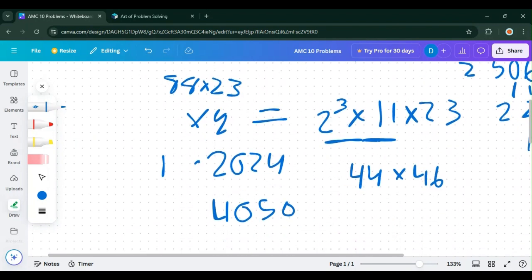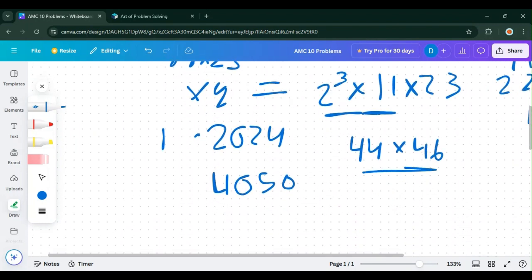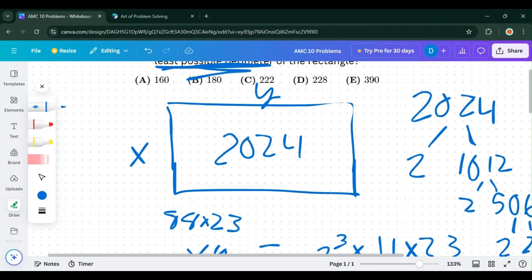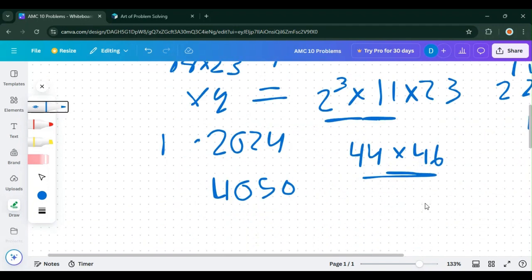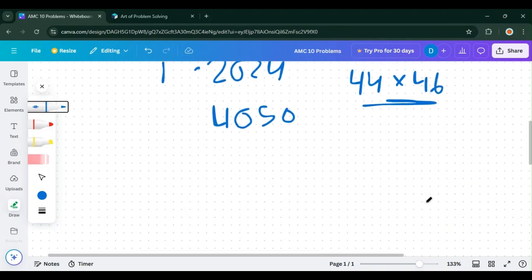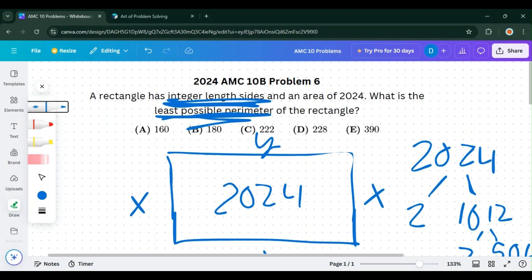And using that, we have 44 plus 46, and that's just x and y. But again, the perimeter is all sides. So we're calculating the sum of all sides of that rectangle, and we find out that it's 90 times 2, or 180. So the answer is B.